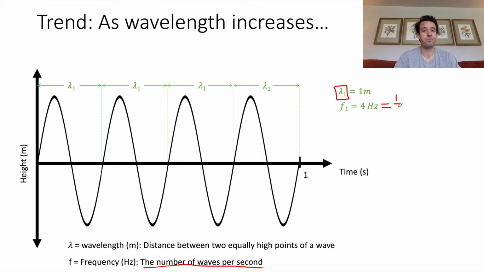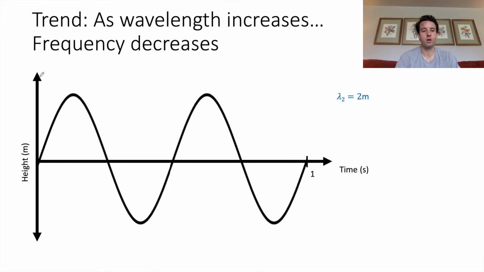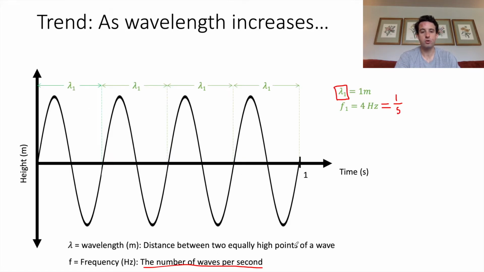What we're talking about here is a trend. So as wavelength increases, we want to know what happens to frequency. What I'm going to show you on the next slide is that my wavelength will now be double the length. We're going to call that lambda 2. Remember, wavelength is the distance between 2 equally high points, and frequency is the number of waves per second. So those are good definitions to know. And know that the unit for wavelength is meters, and the unit for frequency is hertz, or 1 divided by second. Those two things are the same thing.